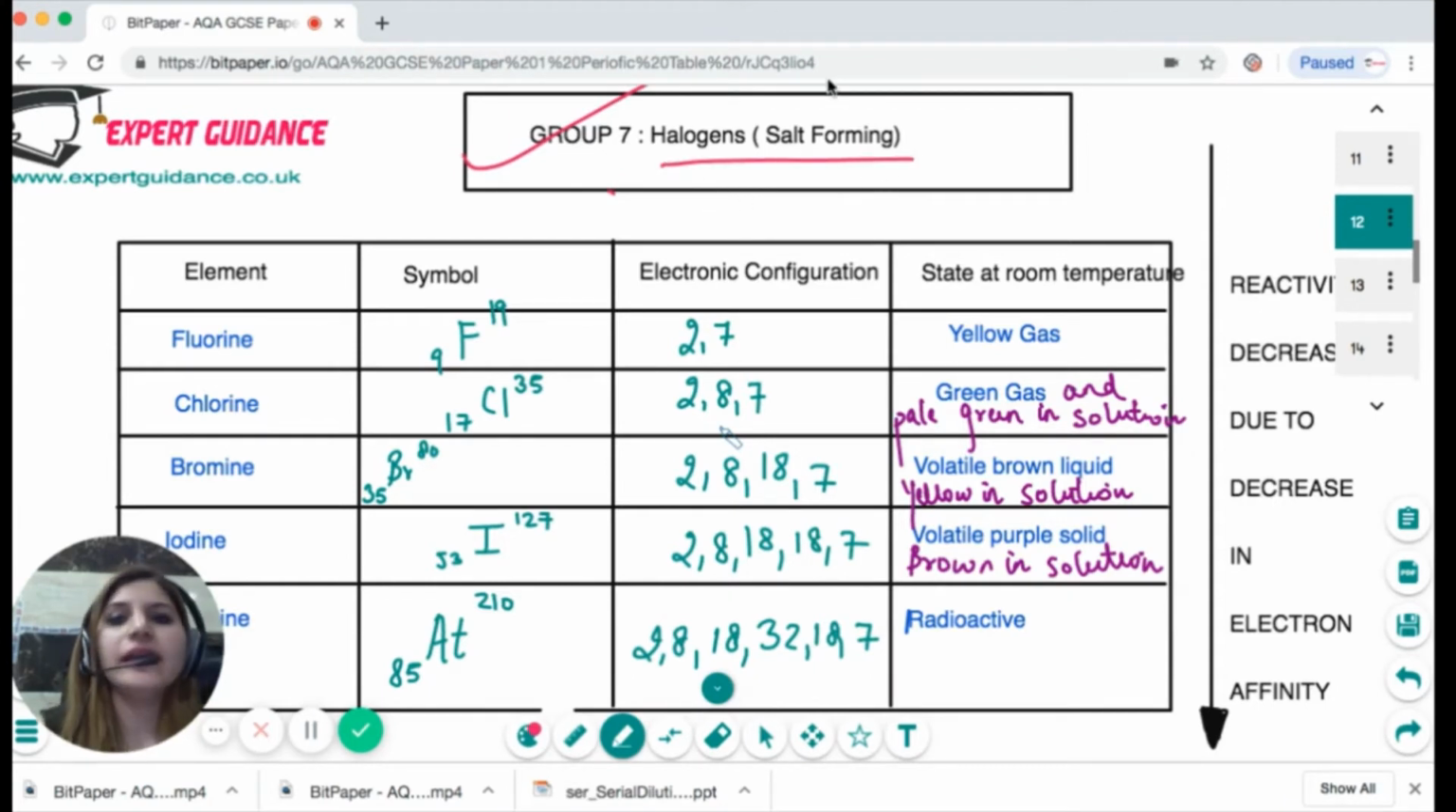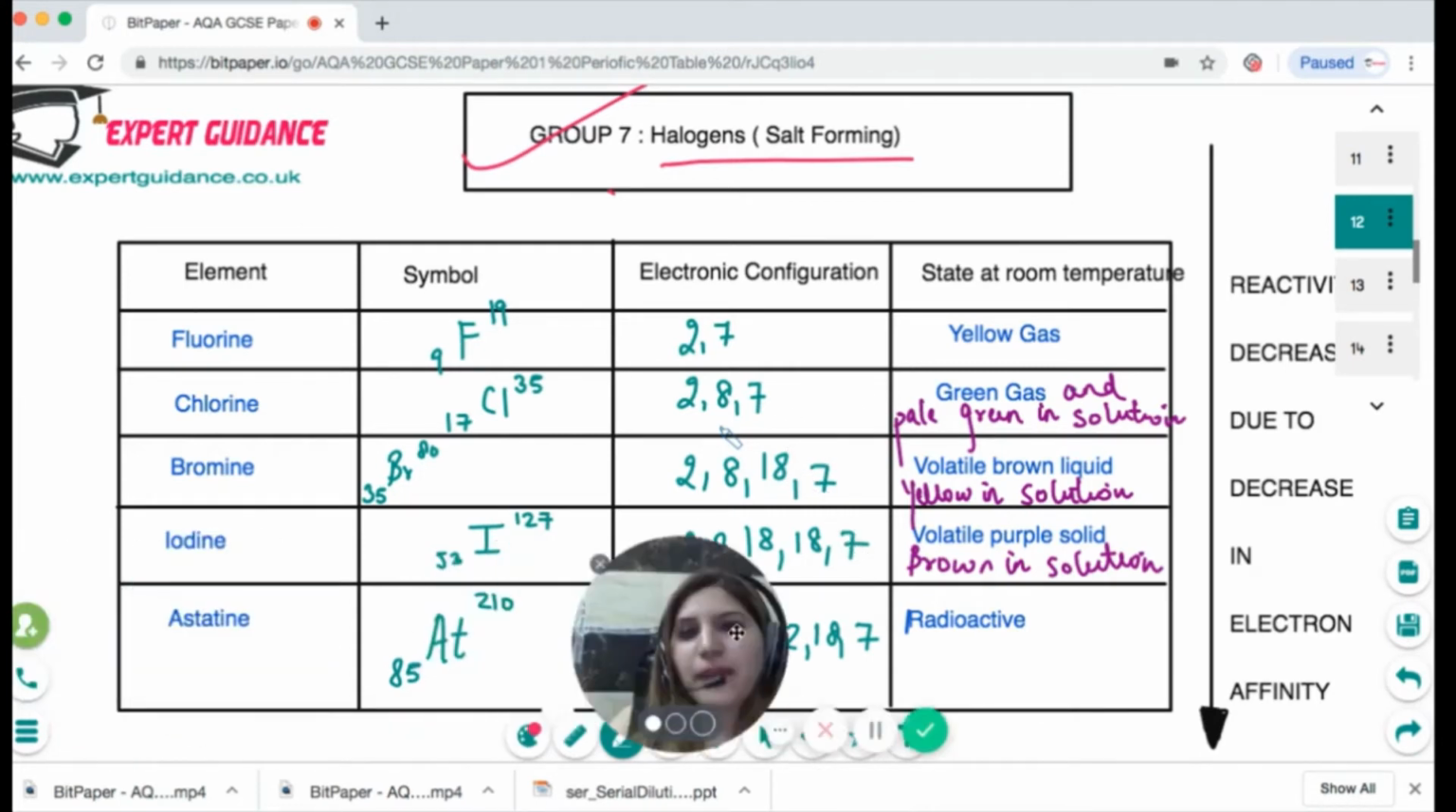Now, what is the electronic configuration of halogens? They all have 7 electrons in their outermost shell, and they can easily gain 1 electron to gain the full outer shell configuration. And when they gain this 1 electron, what will happen? They will form the -1 charge. So these all react by forming -1 ions.